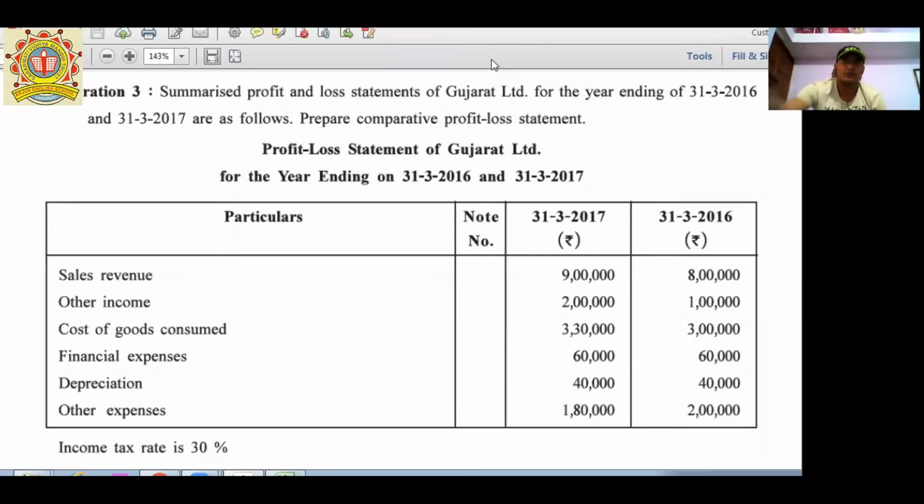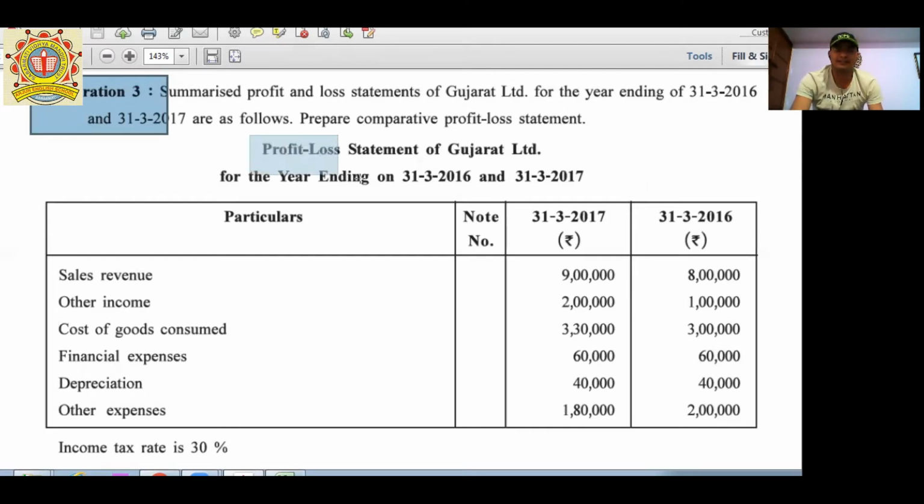Today I'm going to start practical sums for the comparative and common size statement chapter. This is the last class for this chapter, and I'm going to start illustration number 3. Summary of the profit and loss account statement of Gujarat Limited for the year ended 31st March 2017 and 16 is as follows. Prepare the comparative statement of profit and loss account for 2017 and 2016 that is given. Income tax rate is given.